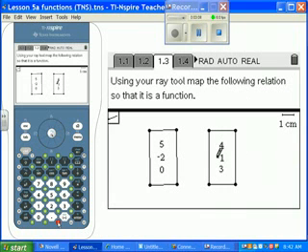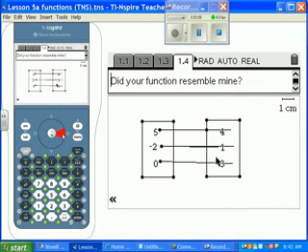How'd we do? How do you know we did it good? Well, let's take a look. Next page. Does your function look like mine? It may not look like mine, but does every number go to one other number? Yeah. Okay, then that works.